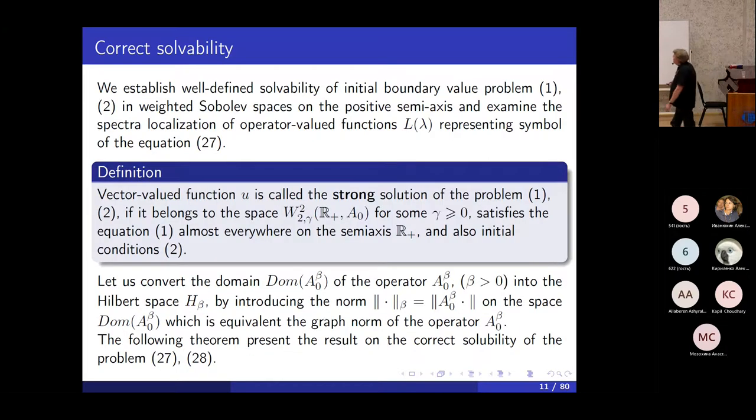First of all, the strong solution. We say that the vector function is a strong solution if it belongs to this Sobolev space W22 and satisfies the equation almost everywhere on the positive semi-axis. Also, let us convert the domain A0 beta to the space H beta, introducing a norm equivalent to the graph norm of the operator L.